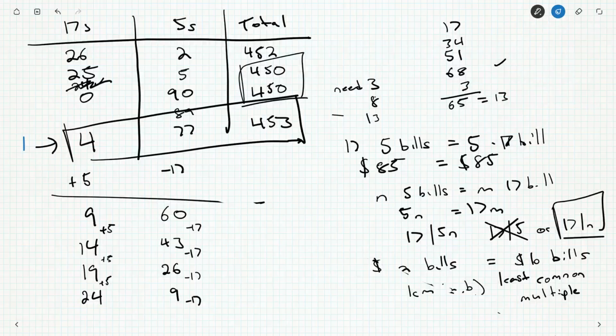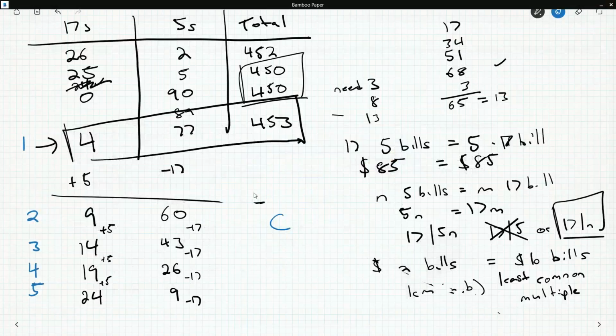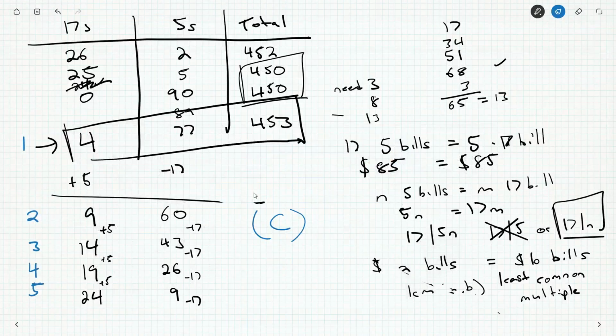So that's 1, 2, 3, 4, and 5 of them. And if you want, you can check each one of them. I'll just spot check one of them. 19 times 17 plus 26 times 5, 453. So 5 is our answer, and that is C. So we bubble in C, and we move right along.